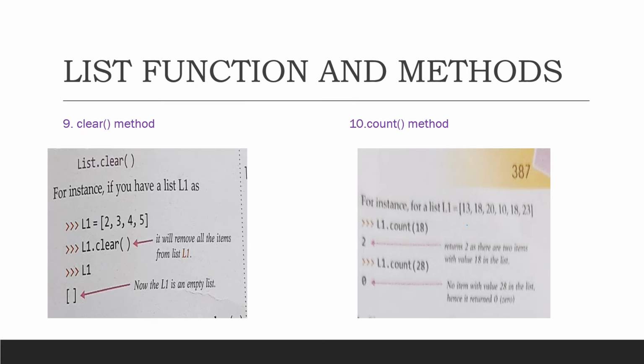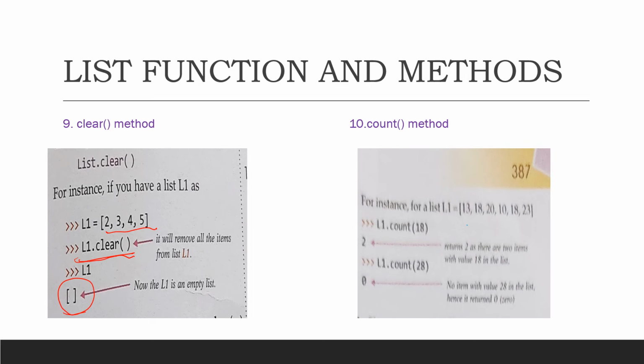Next is clear. Clear is nothing but removing everything you gave in the list. For that the syntax is L1 dot clear with parentheses, without anything inside it. So let's see this example. L1 is equal to 2, 3, 4, 5. And when you use this syntax, it will erase everything and it will only give you these brackets, which means it completely removed everything in it.